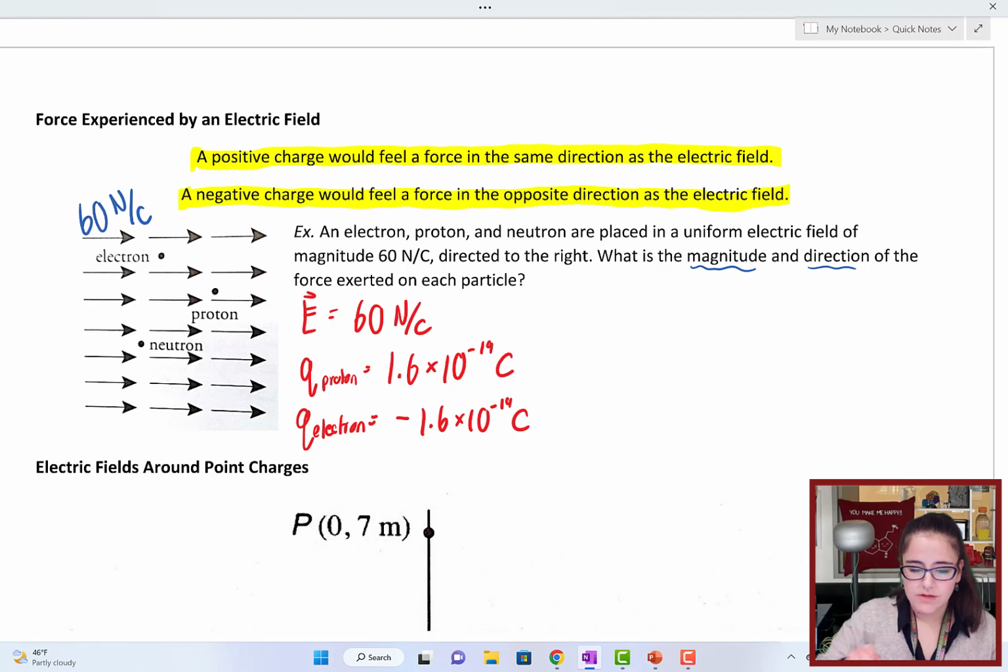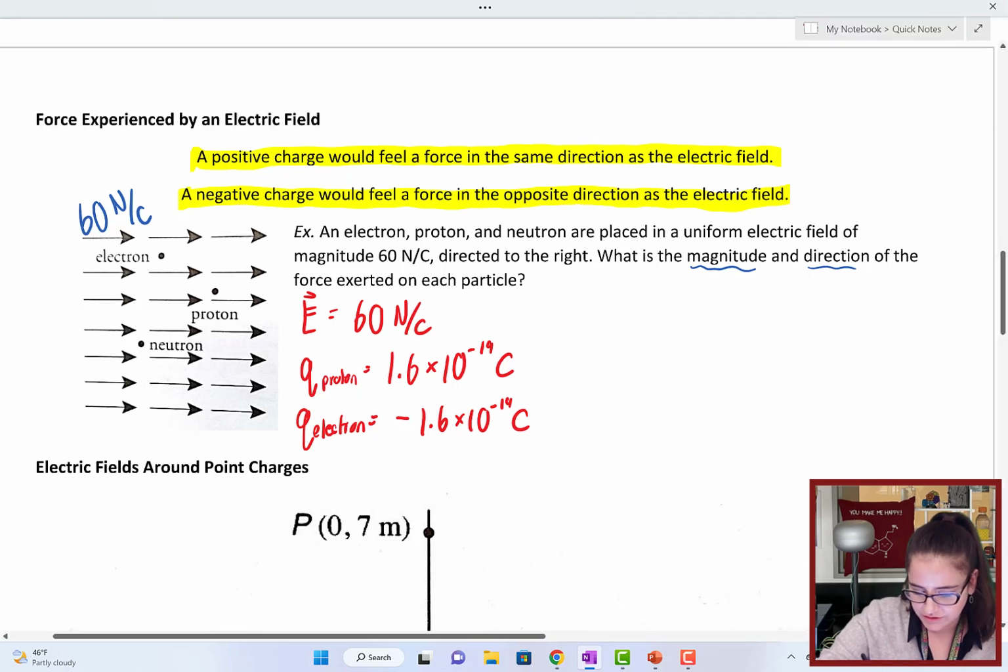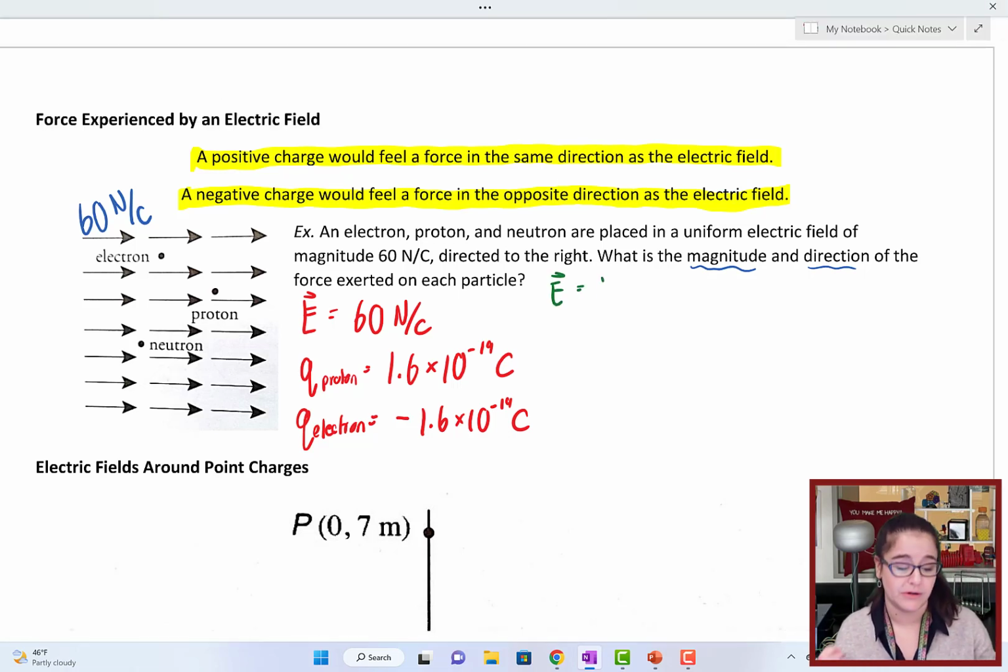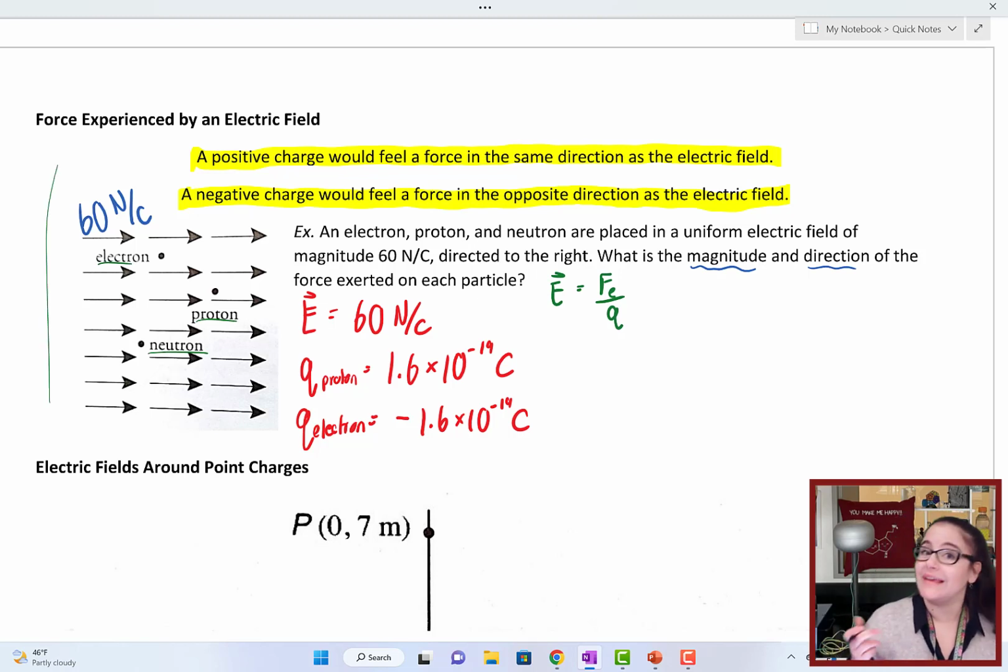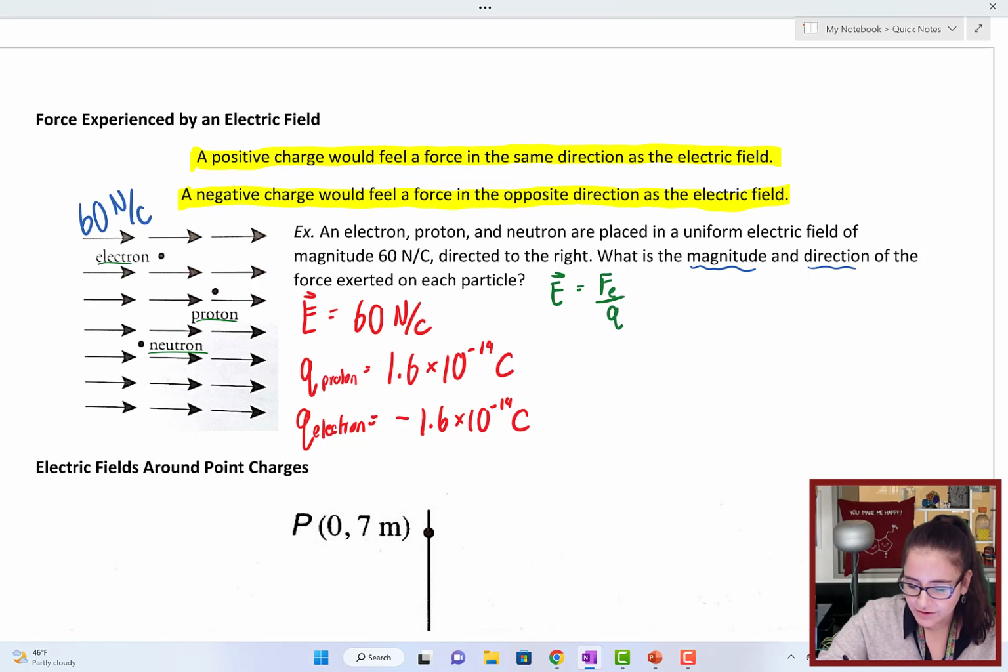So we're going to be using one of our new equations where the electric field equals the electric force divided by the charge experiencing the field. We do not have any information about the charge creating this electric field, so we can't use that other equation. But we can use this one and reorganize it so that electric force equals the electric field strength times the charge. So let's go ahead and figure this out.